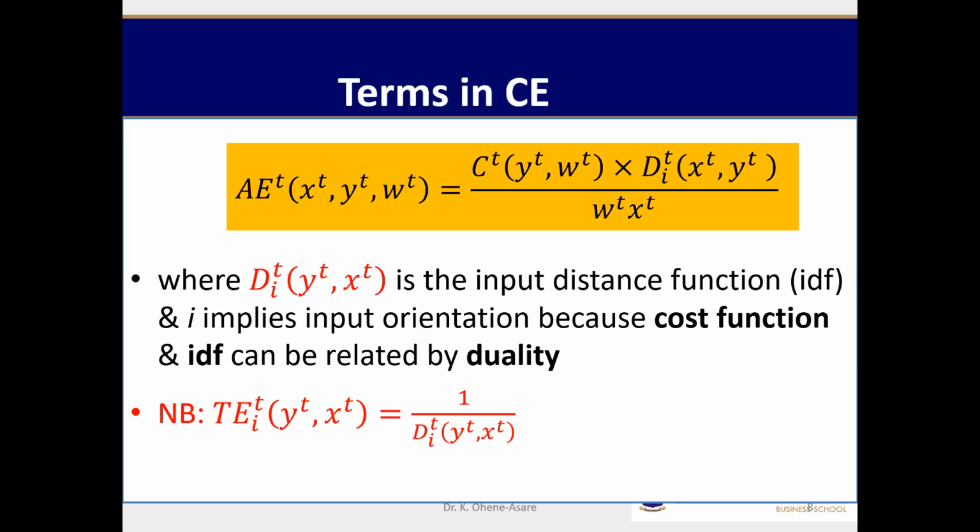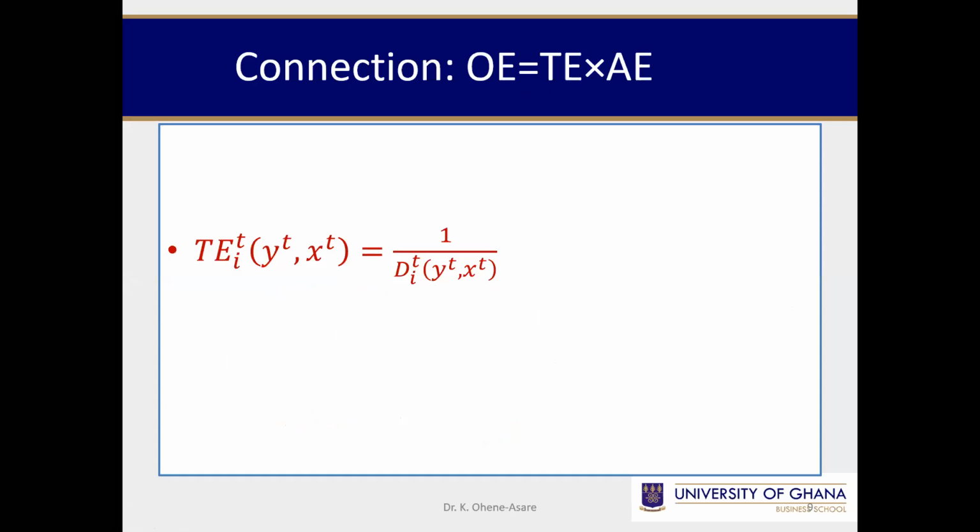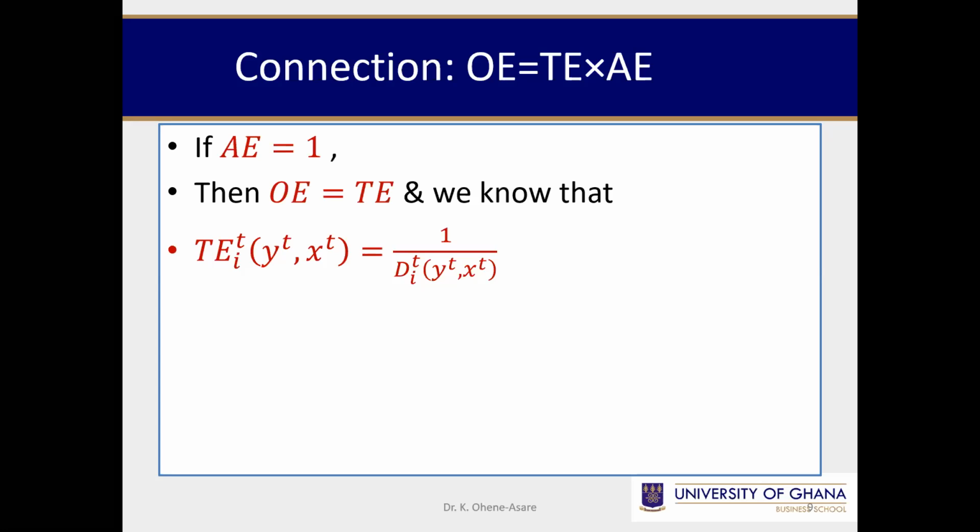And then when we go to the graph, you see this. Don't worry, when we go to the graph, you get a picture of all this. So this is technical efficiency, and this is the distance function. If allocative efficiency is 1, we know what it is. If it is 1, then it means that the cost efficiency is the same as the technical efficiency. Do you all agree with that?